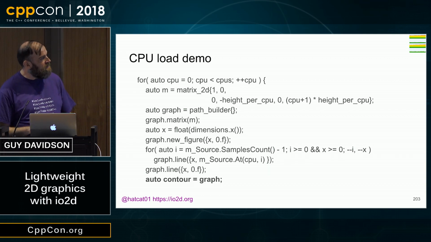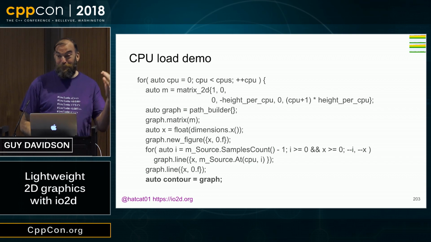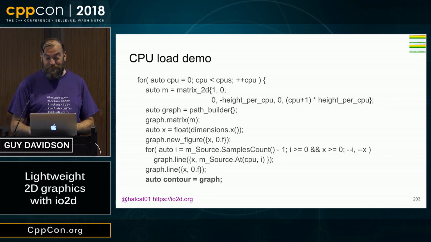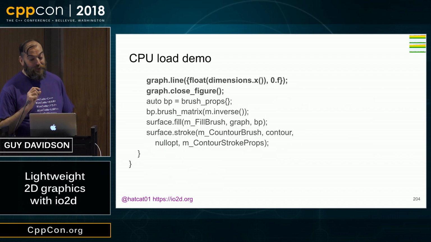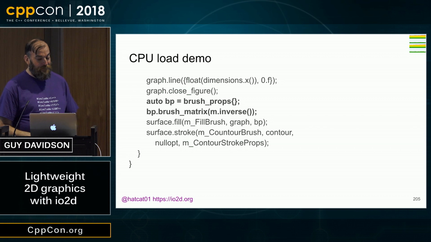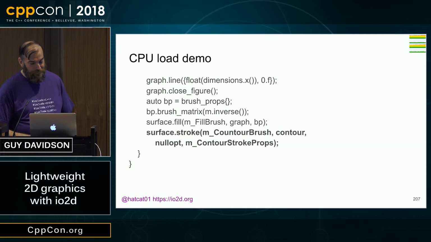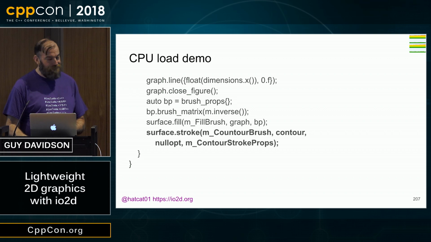Here comes the clever bit. That's our contour, but we take a copy of that for our contour, and then we carry on initializing for the filled area, where we draw a line back to where we started and close the figure. So we create our brush properties, and our contour is our line, and the graph is the area. So we fill the graph, and then we stroke the contour. That's it.